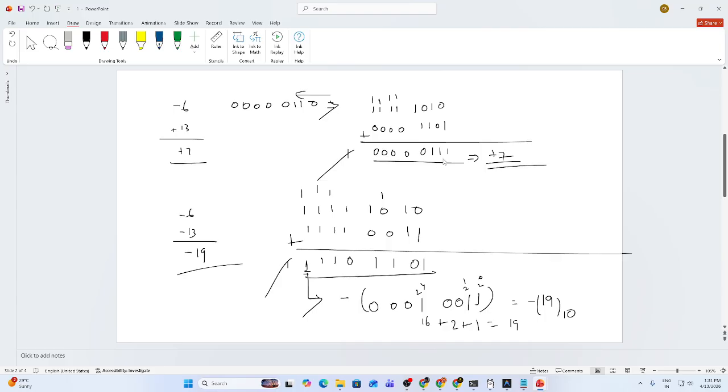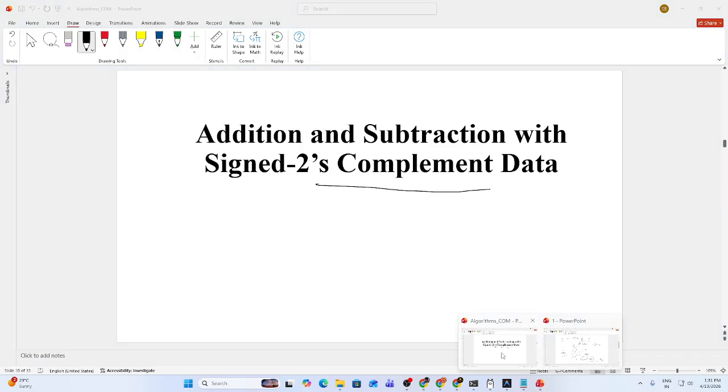Similarly, you consider this case. Here this carry is 1, this carry is 1, both are equal, so no overflow. Here also this carry is 1, this carry is 1, both are equal, there is no overflow. So we get an overflow only if these two carry bits are not equal. So this is all about the basics behind 2's complement addition and subtraction that you should know. Then directly we can go to the algorithms, right?